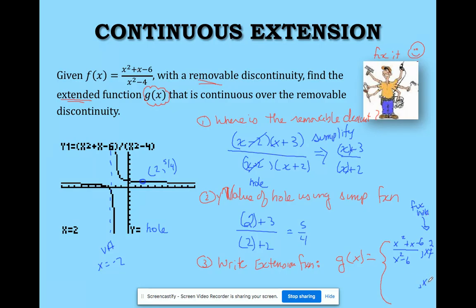At the y value of the hole, plot the point 5 fourths, and now I have fixed the removable discontinuity. I removed the removable discontinuity with my extension function, right? And again, it seems a little bit like cheating, but I didn't name it f of x. I'm telling you it's not exactly f of x, but it behaves exactly like f of x, except at the hole. It still has a vertical asymptote. Can't fix that.